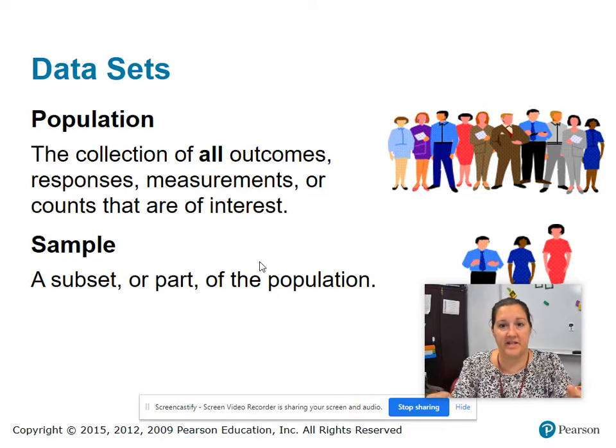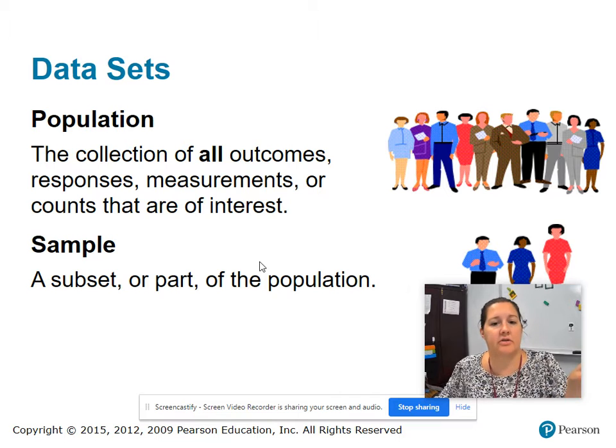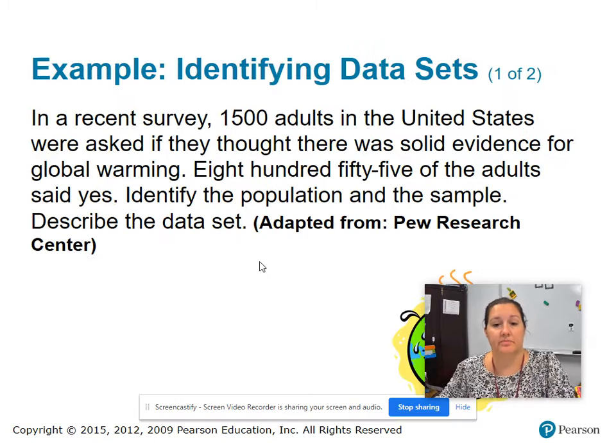Population is everything possible. If I could survey every person in the United States, that's a population. However, a sample would be a few people from the United States. Pause the video, write down verbatim, word for word, what we see here.